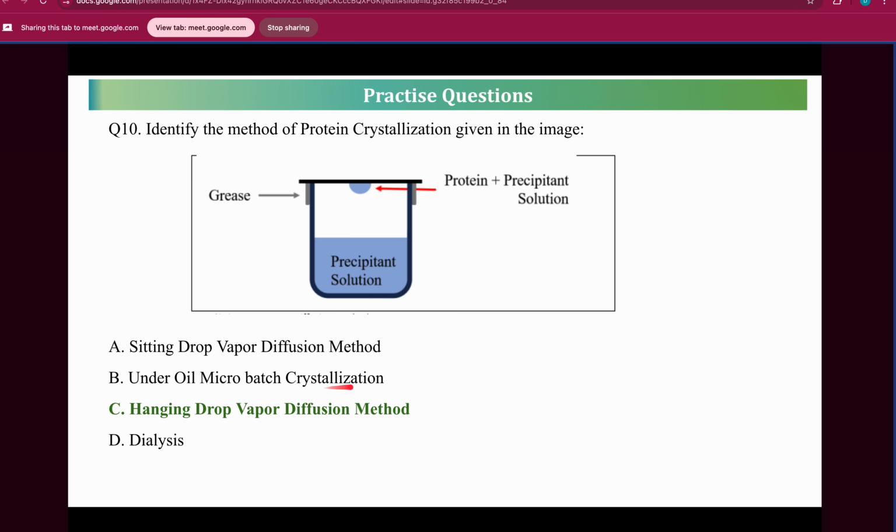In under oil microbatch crystallization also, the drop will not be hanging like this. It will be in a proper orientation, with the protein present with the oil. And in dialysis, there is a membrane in between, through which the movement of the protein and the precipitant solution happens. So this is also not the right option. The right option was the hanging drop vapor diffusion method.